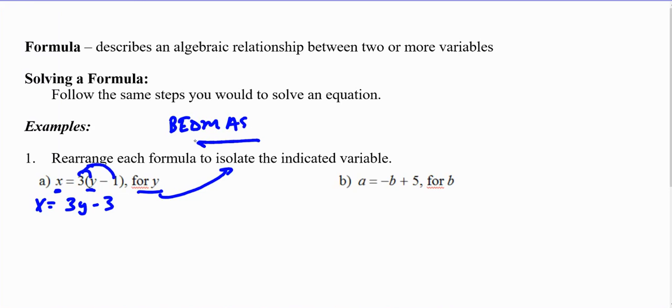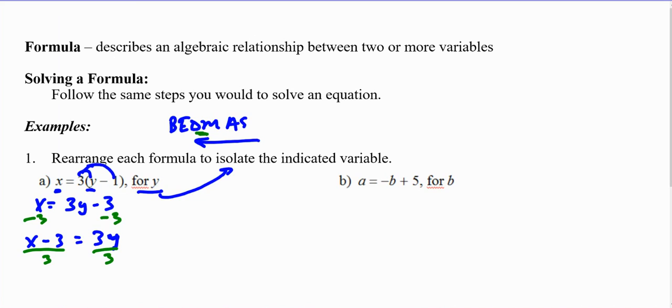So remember that BEDMAS, we're trying to do it backwards. So do you see any addition or subtraction? Yes. So we're going to subtract 3 on both sides. So we have x minus 3 equals 3y. All right. Now we have multiplication going on, so we want to do the inverse of that. Divide both sides by 3.